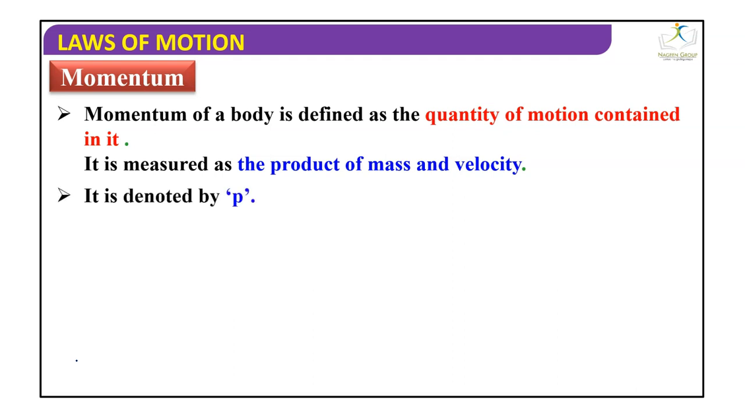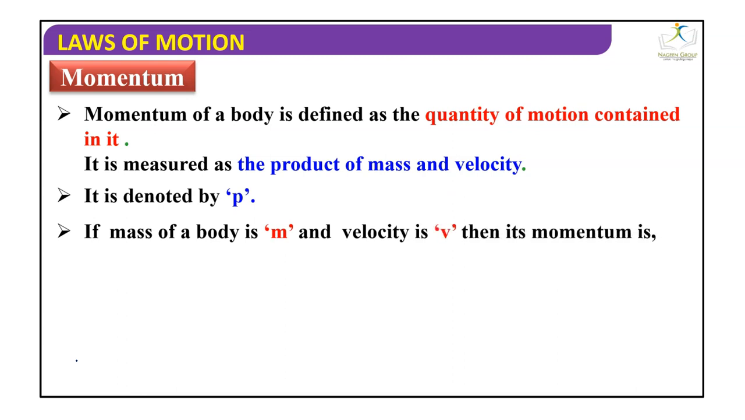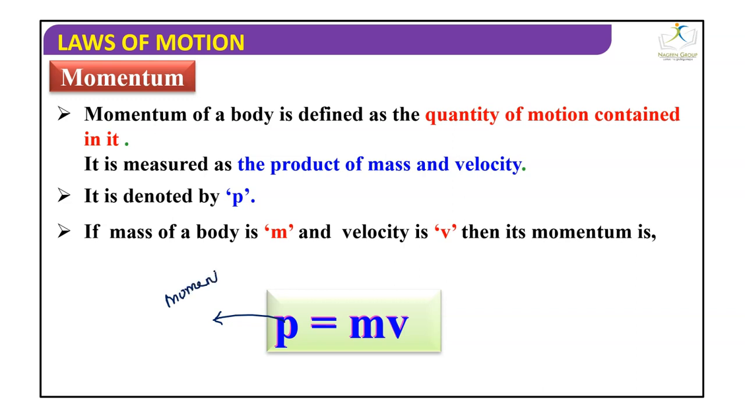It is denoted by P. If the mass of the body is small m and velocity is v, then its momentum is P equals mv. What is P over here? P is momentum, m is the mass of the body, v is the velocity of the body.